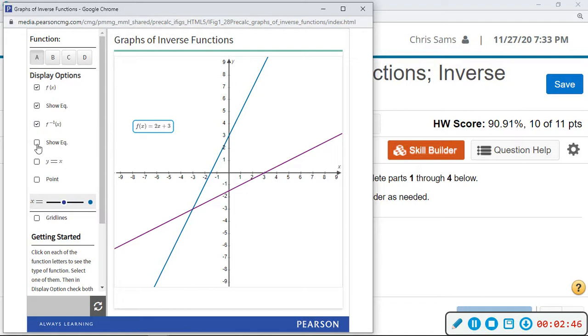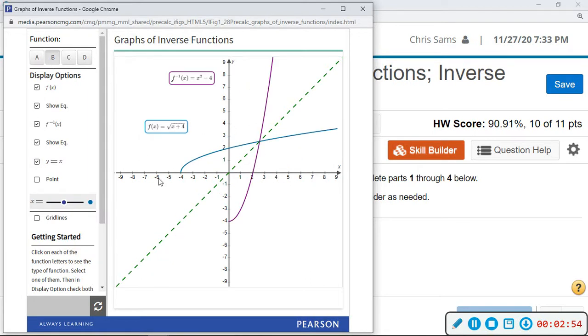equation, okay, it's showing me those. That's for A. But if I select B, I got totally different graphs. Okay, so different things going on. So you gotta be careful. Okay, so that's the equation, and this is the graph. So it's a square root equation. Okay. And then the inverse is this one, it's x squared.